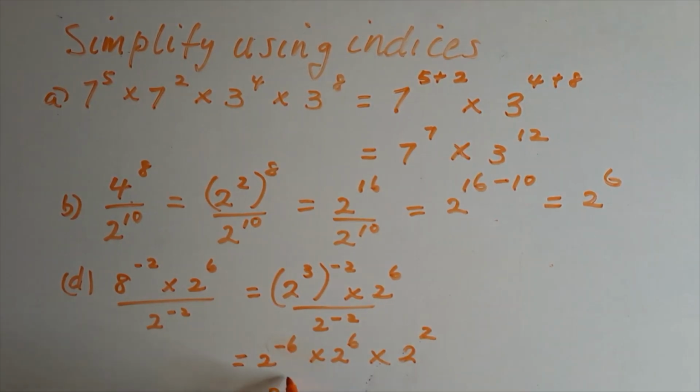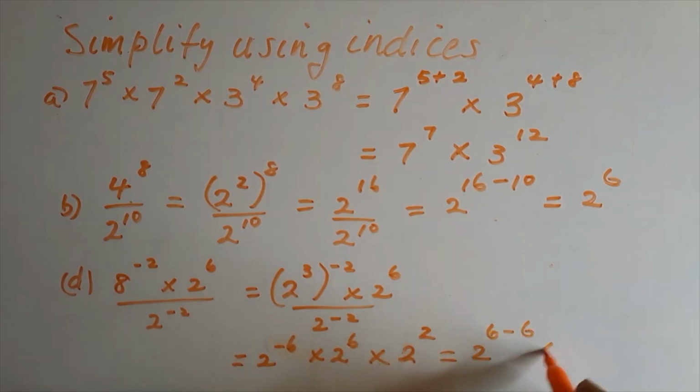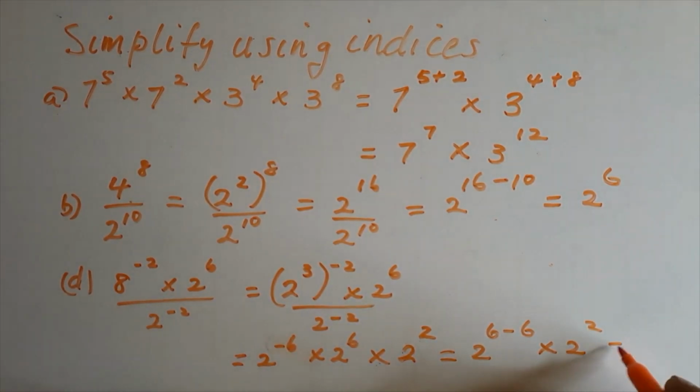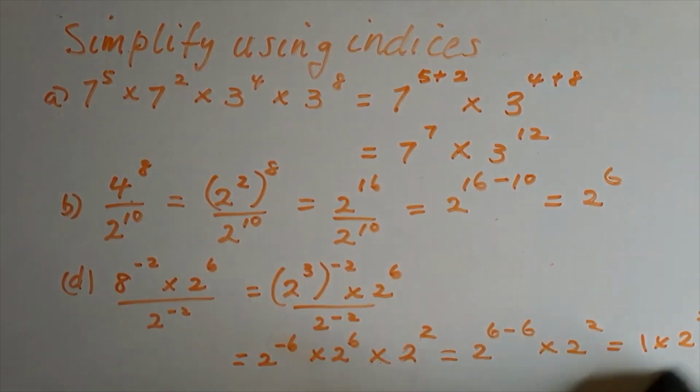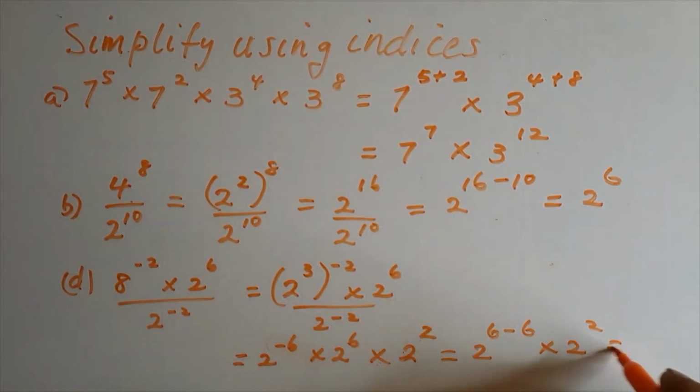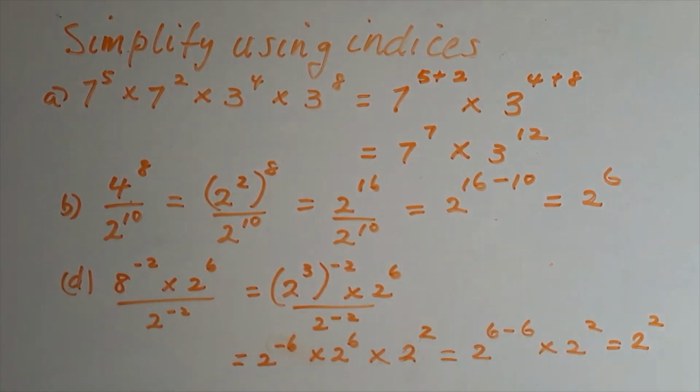This evaluates to 2 to the 6 minus 6 times 2 squared. 2 to the 6 minus 6 will give us 2 to 0, which is 1, and 2 squared will be left as 2 squared. So we can write our answer as simply 2 squared. So this simplifies to 2 squared.